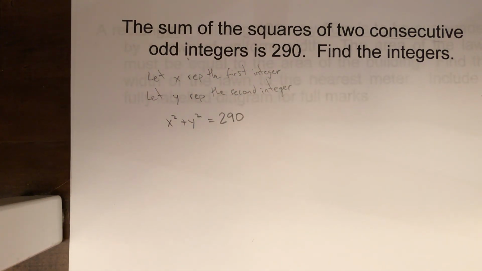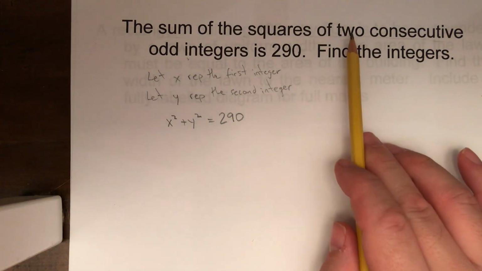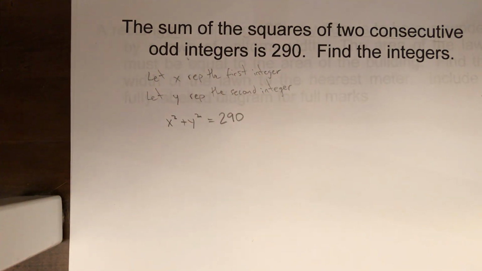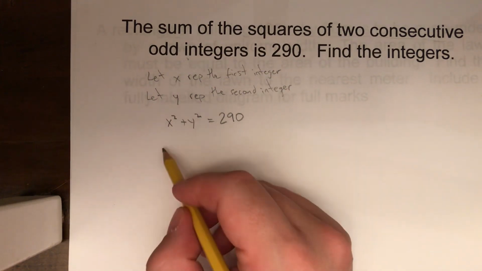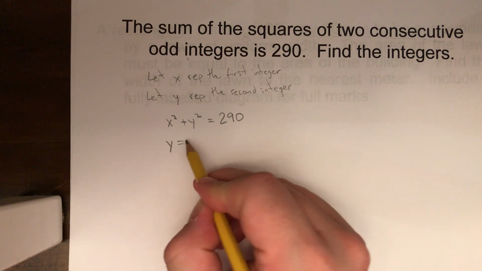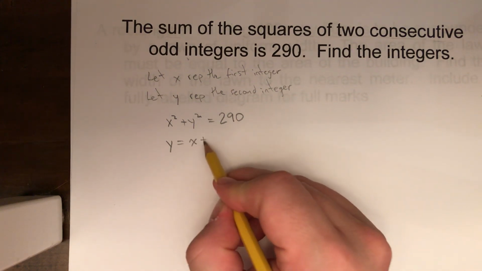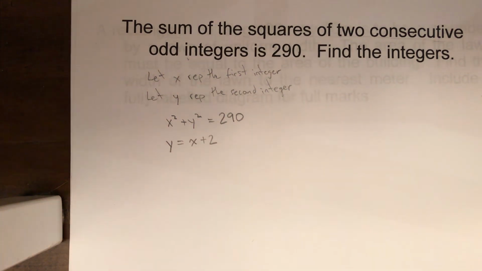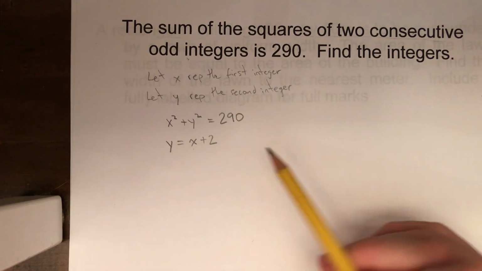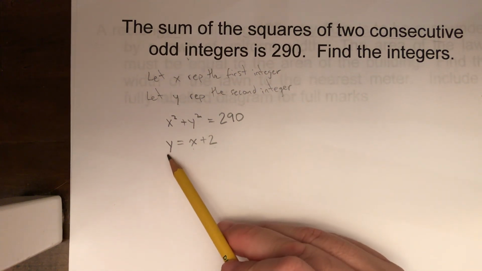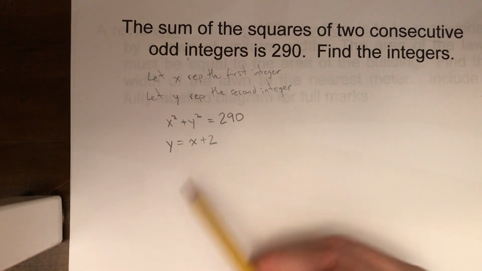The second equation comes from the idea that there's two consecutive odd integers. So if y is the second integer, we can say that y is equal to the first integer plus 2. This comes from the idea that they're odd integers. So think of it in terms of 3, 5, 7. They all differ by 2. So if x is the first integer, say 5, the next odd integer would be 2 more. That's why I'm setting y equal to x plus 2.